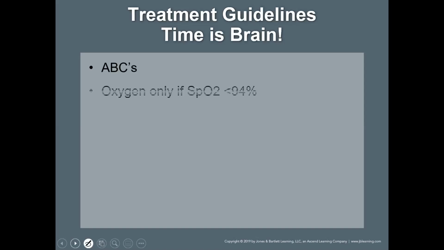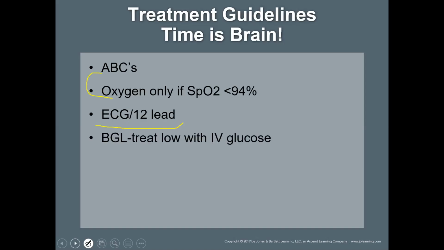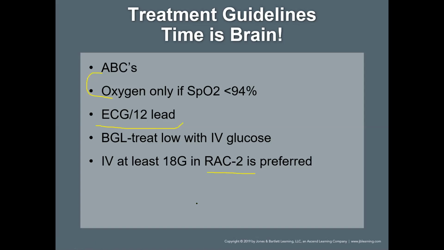Treatment guidelines, time is brain again. So ABCs, this is just to reiterate what we just talked about. En route, again, we're going to perform these things always. En route, we're going to get a 12 lead and a 4 lead EKG, continuous monitoring. We're going to treat that blood glucose if it's low or whatever. And we're not going to give anything orally because they might have a problem swallowing. And then we're going to get at least one large IV, at least an 18 gauge in the right AC. 2 is preferred, so we try to get 2 large bores in the patient.